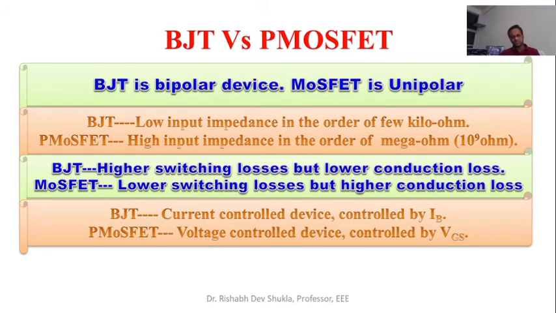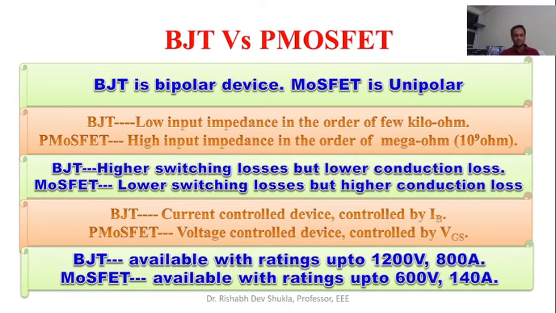BJT, as you know, is a current control device. The control of this BJT is given by the base current. And the MOSFET is controlled by voltage. It is a voltage control device. Here the control parameter is VGS, the gate to source voltage. BJT is available with ratings up to 1200 volts and 800 amperes. On the other hand, MOSFETs are available with ratings up to 600 volts and 140 amperes.